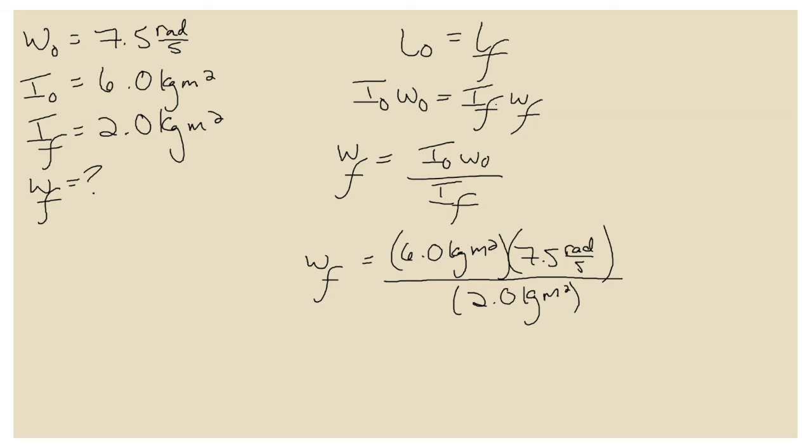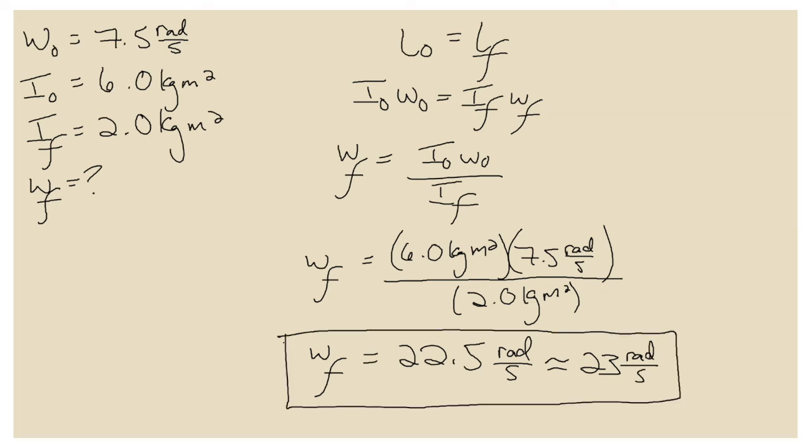The fact that the rotational inertia here went from 6 to 2, or decreased by a factor of 3, means the angular velocity is going to increase by a factor of 3. Omega final then is basically just going to be 7.5 times 3, and that comes out to 22.5 radians per second, or to 2 digits, 23 radians per second. Take a second to pause this video here and write that down, adding any parts of this solution that may be missing from your own. And when you hit play, we'll move on.